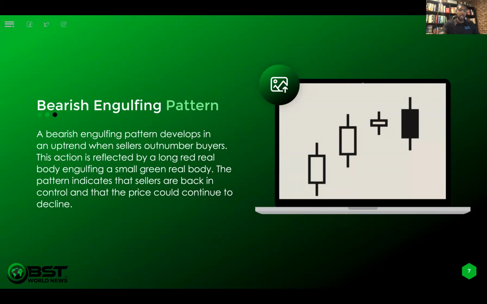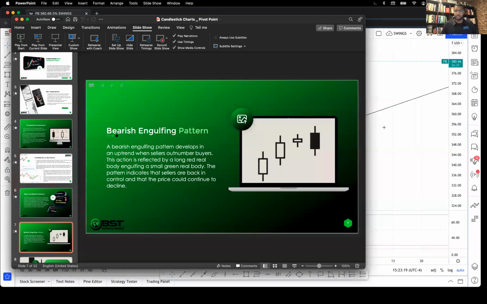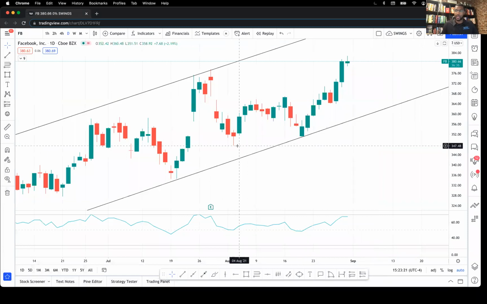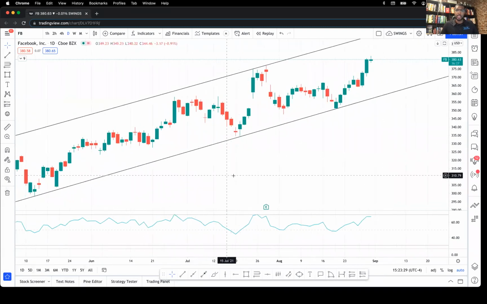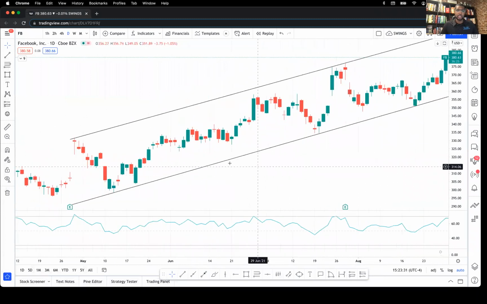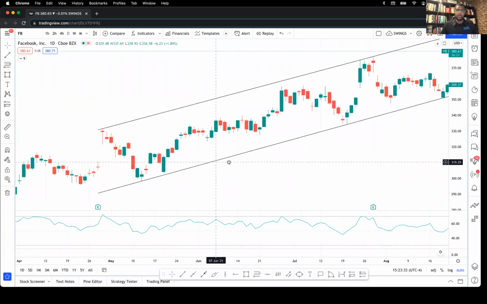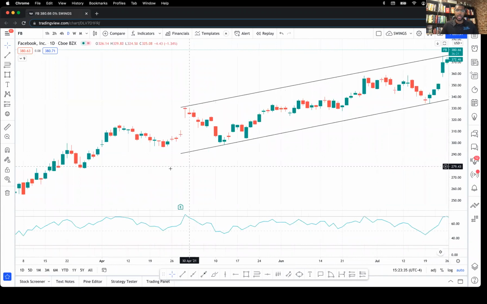So let's look at it as an example. Right now, we're looking at Facebook. We got introduced to Facebook in the last class, so we can see what's going on with it and if we can find any of these patterns in here, to show you what might have happened if you were able to respond to them at the right time.